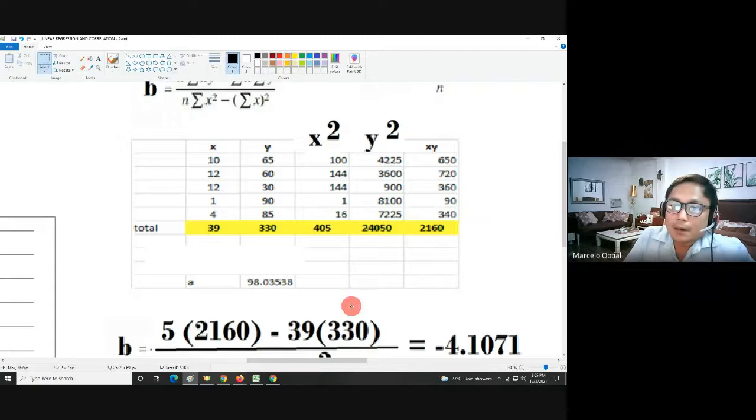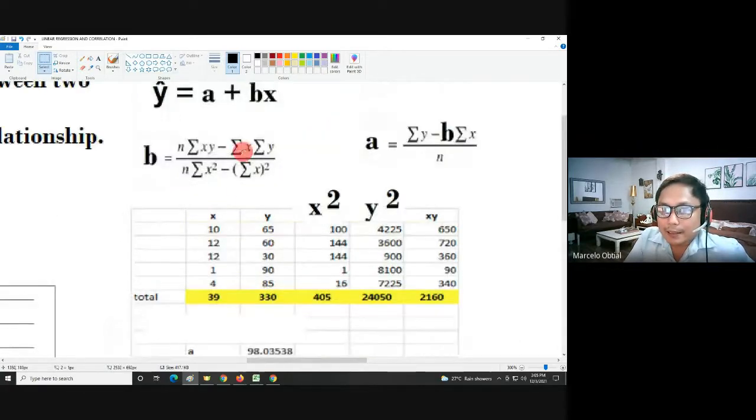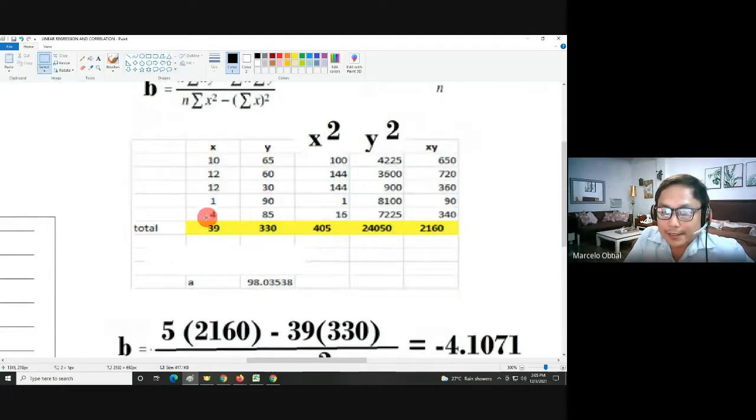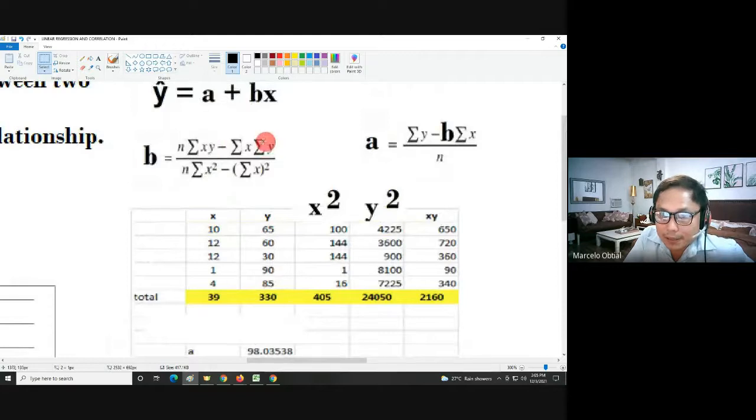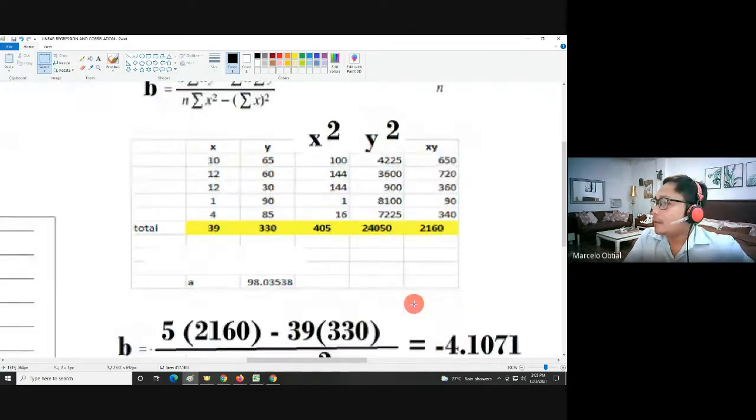Now, at the bottom of your table, kasi nakalagay sa formula, summation. So you need to add. In short, this summation here, summation of x, you add all, kasi kailangan natin summation of x dito. You add this second column and the summation of y. Kailangan natin summation of y dito. And so on and so forth, class. Kindly analyze this.